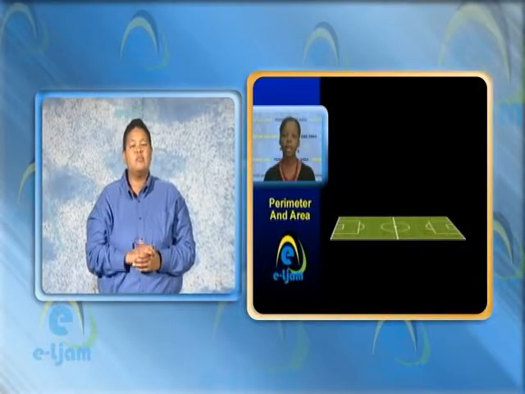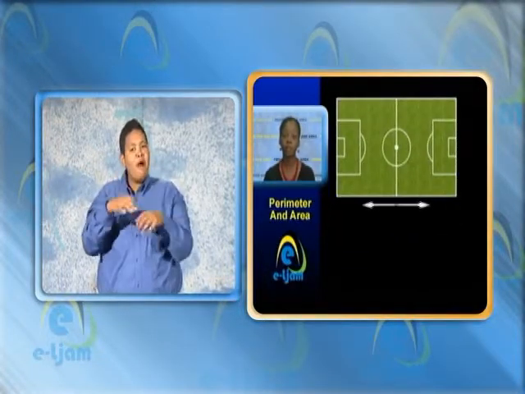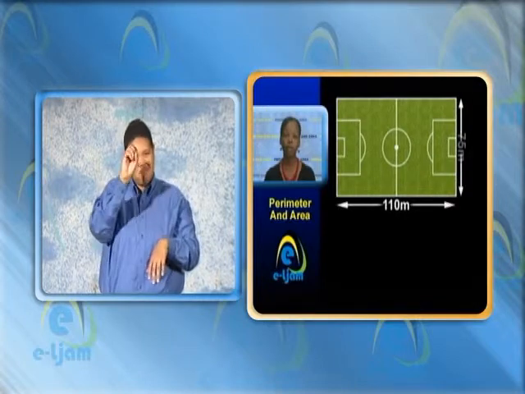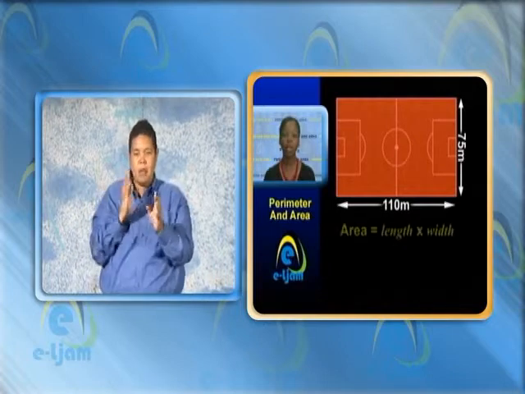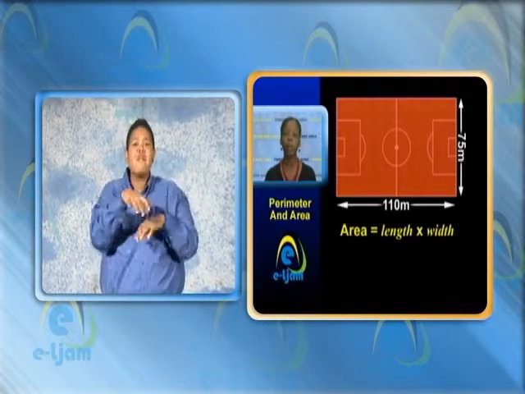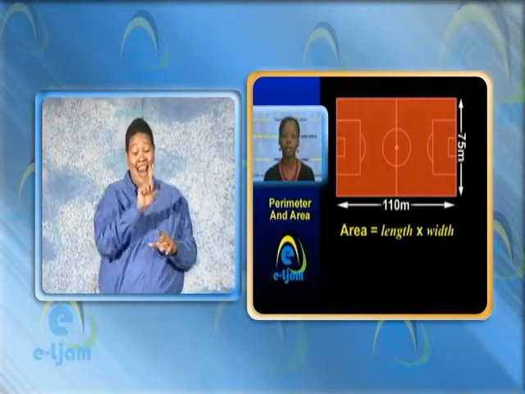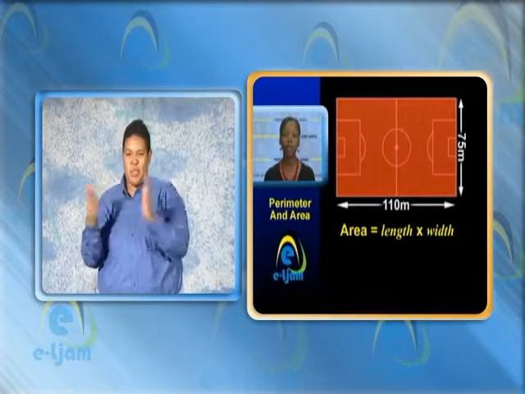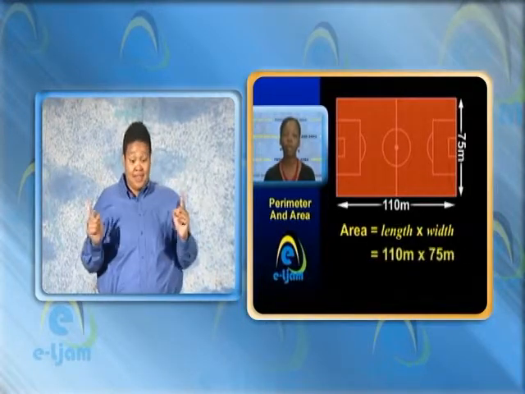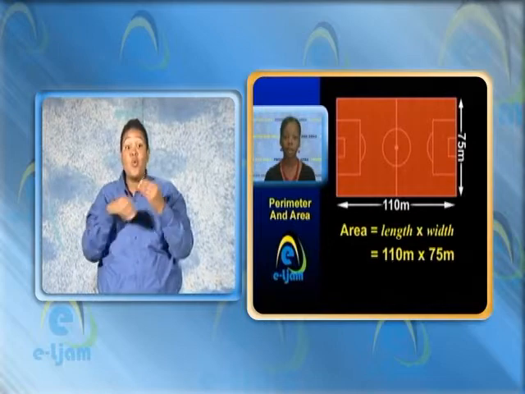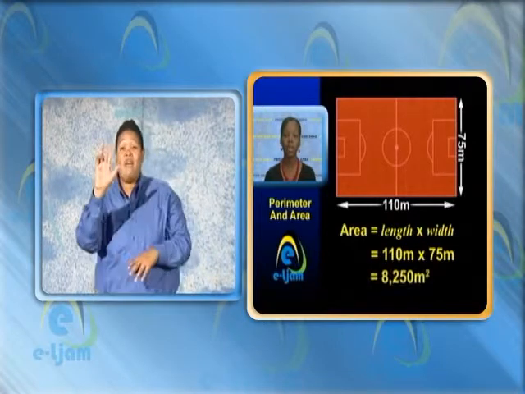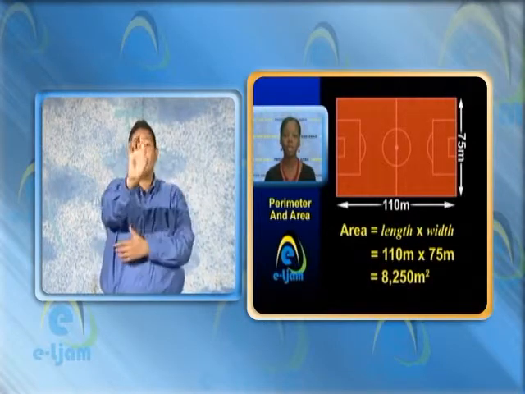Let us go back to that football field I mentioned before. Previously, we found its perimeter, but what if we wanted to know its area? Again, remember it's the region within the boundary. So the area of the field would be found by multiplying its length by its width. Therefore, the area of the football field would be 110 meters times 75 meters, which is 8,250 meters squared.